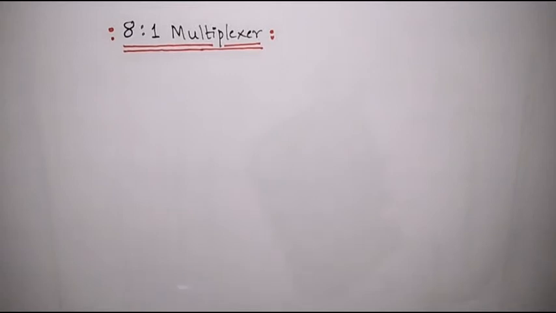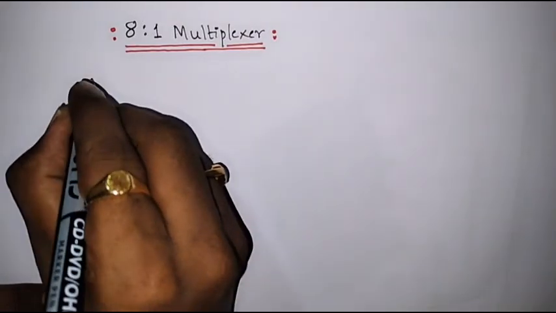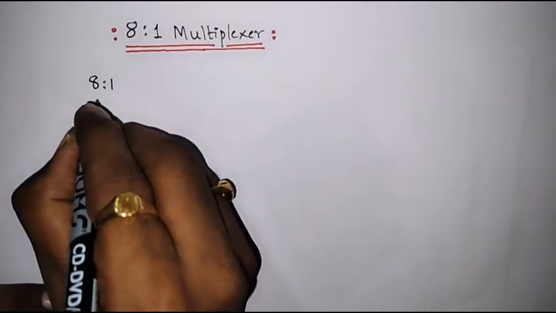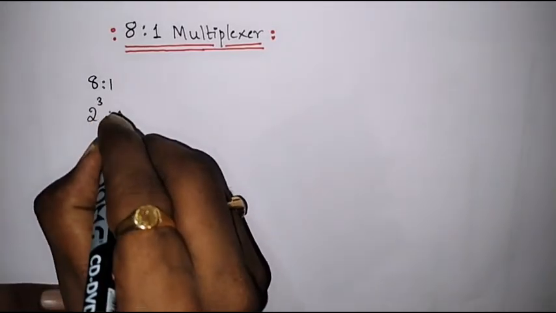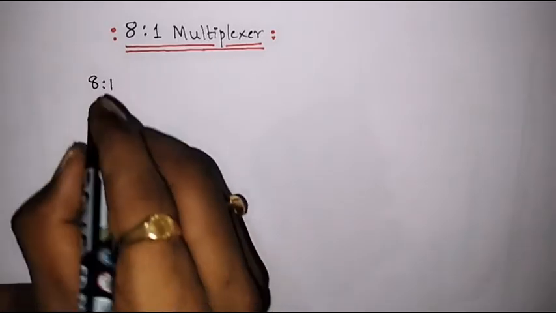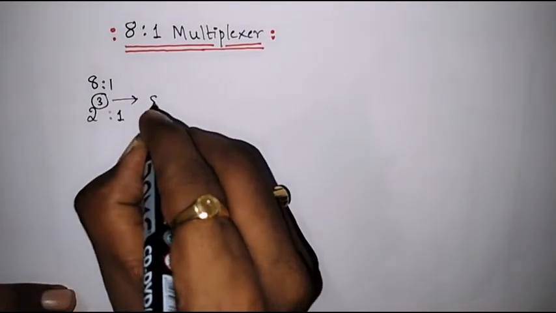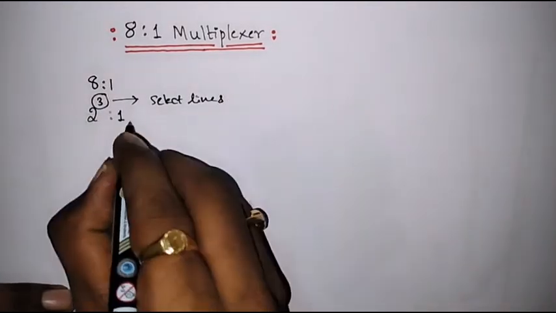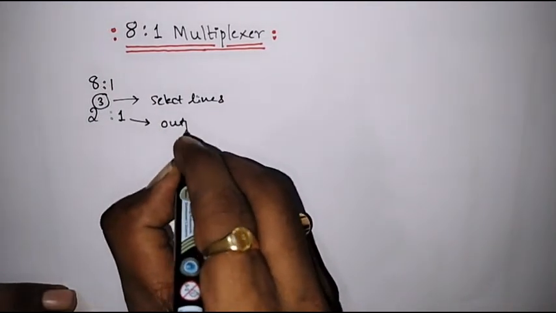In this lecture, we'll study 8:1 multiplexer. Multiplexer is a combinational device which has many inputs and one output. For example, this 8:1 can be represented as 2 power 3 is to 1 mux. Here, this 3 indicates select lines and this 1 indicates output line.